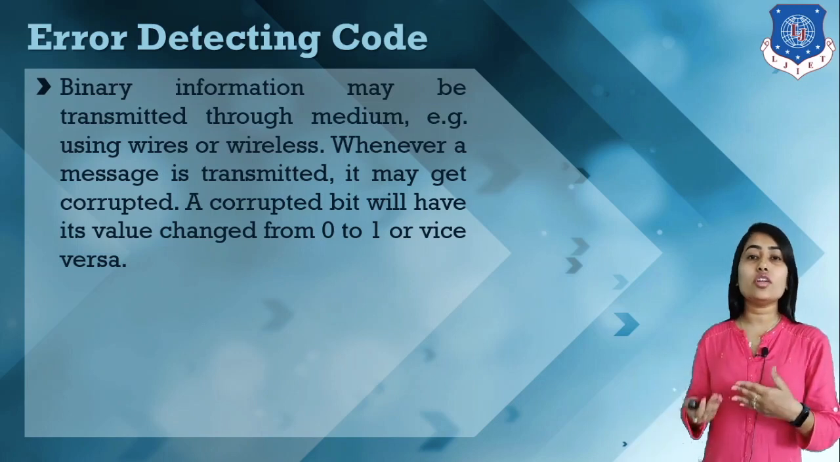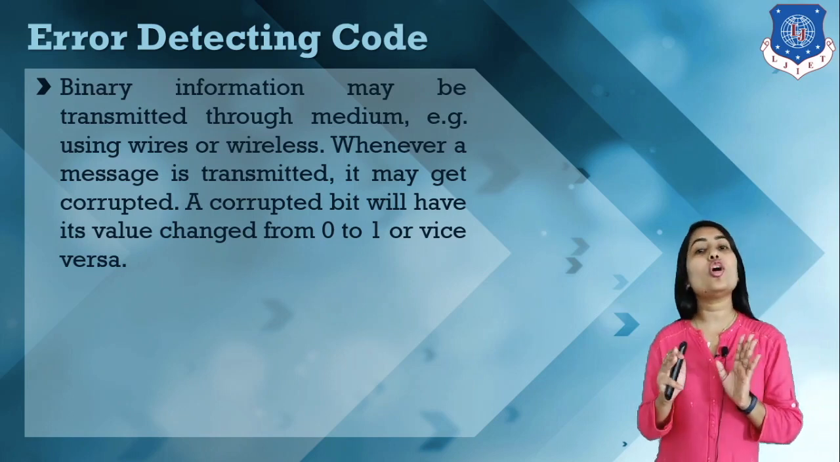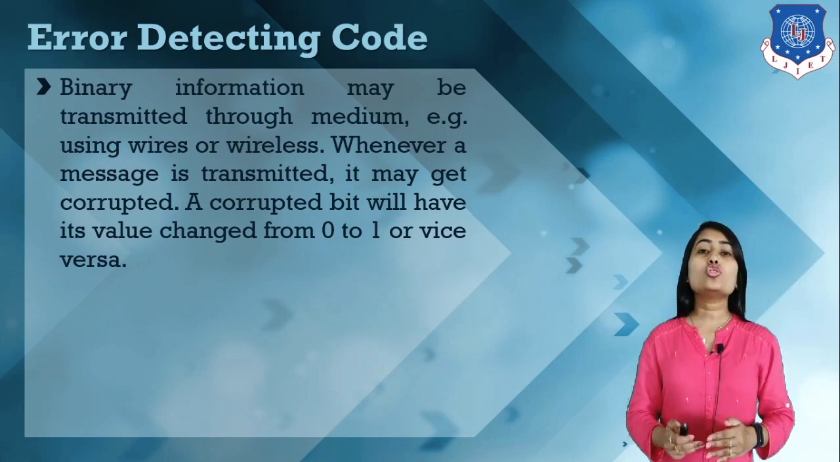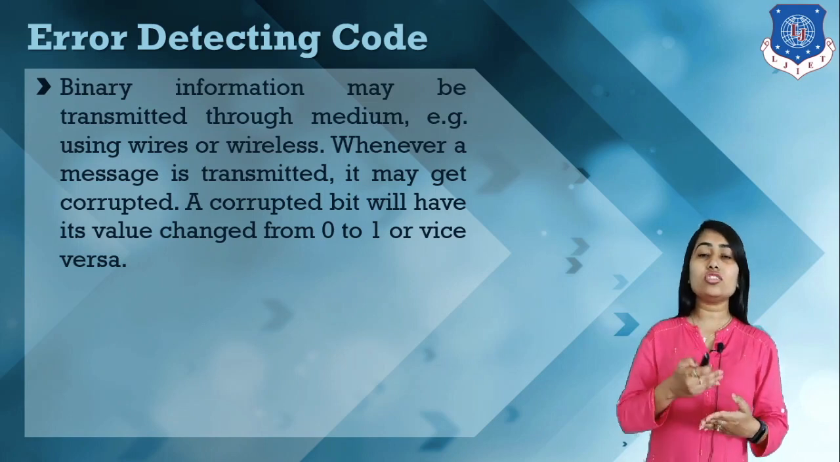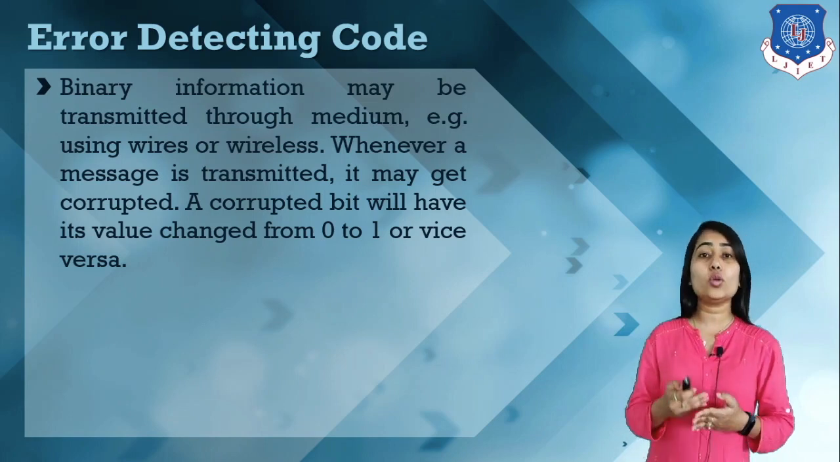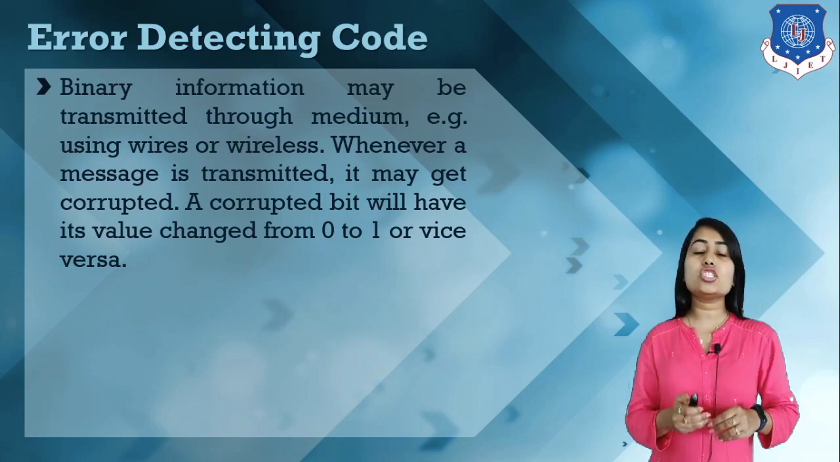That means our information changes either from 0 to 1 or from 1 to 0. So we have an error, and it is necessary to detect that error. That's why this error detecting code is used.